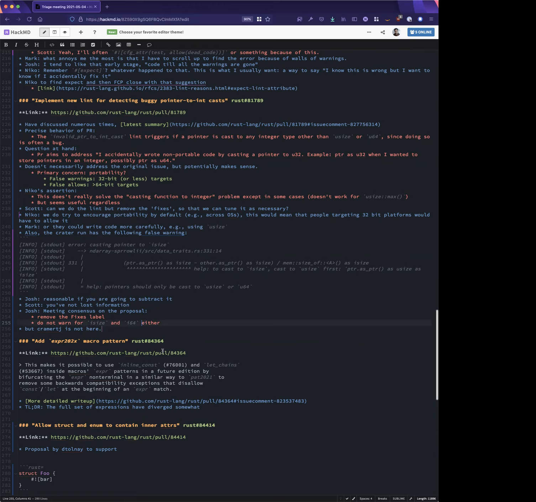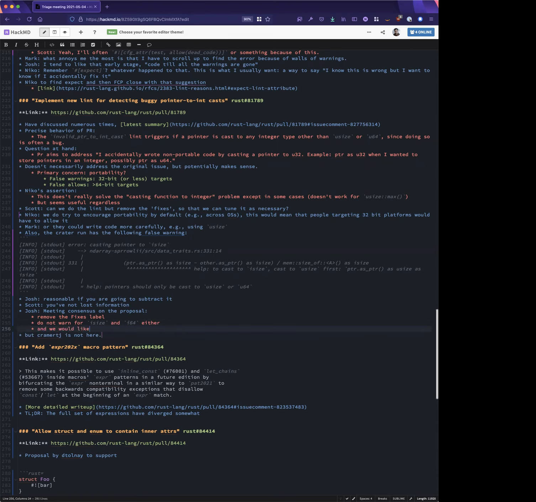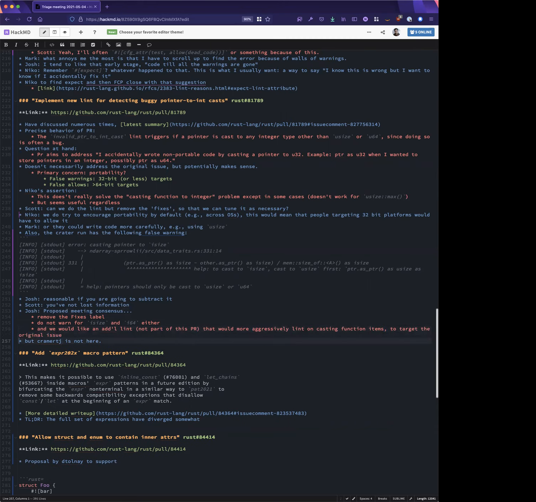I might put one more bullet in the proposed meeting consensus: and we would like an additional lint, not as part of this PR, that would more aggressively lint on casting function items. That one would be an allow that you have to enable, or that would specifically apply to functions and not to other truncations? Just to function items, so that u32 as whatever, I don't care, as long as it's not a pointer. So I see. You'd have to cast through fn if you actually wanted the function pointer out of a function item. Got it. Makes sense.